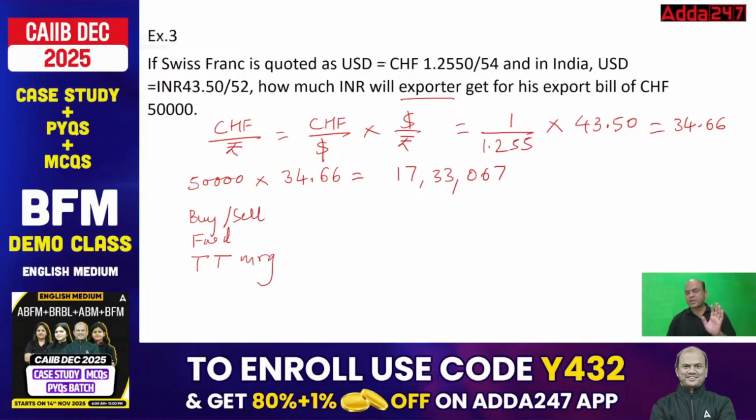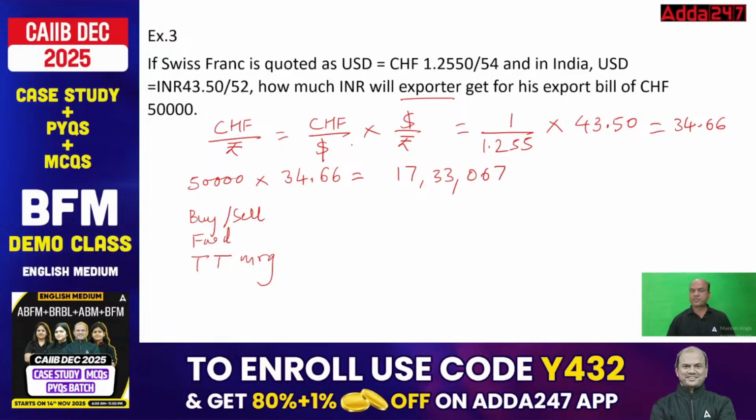Now this is the exporter. Exporter means buy transaction. Dollars are coming in, so I'll be using the buy rate. Everything is buy now. The twist over here is that this is a cross currency problem, because what do I want? I want CHF to rupee. CHF means Swiss franc. But do I have the rate of CHF to rupee? No. I have CHF to dollar and dollar to rupee.